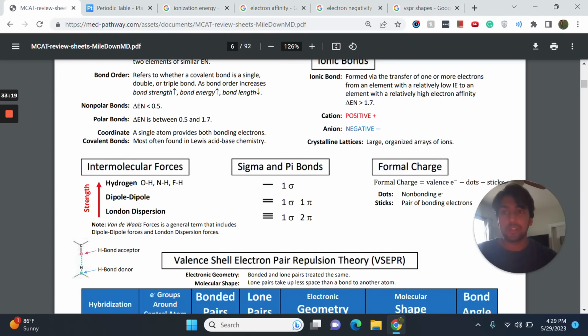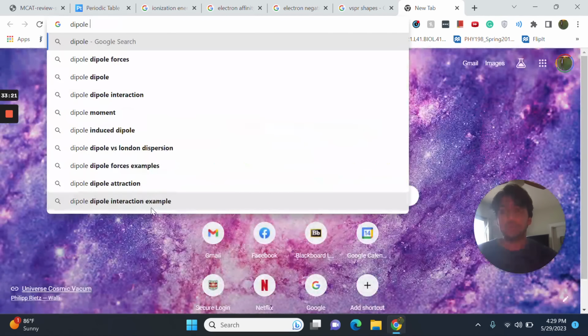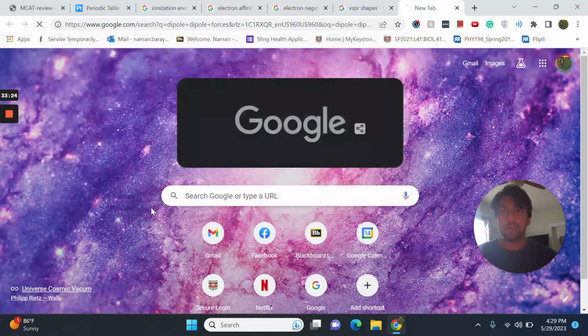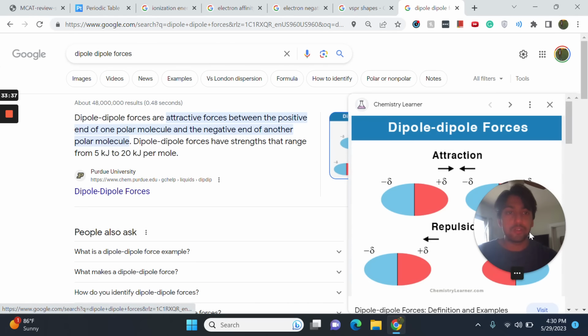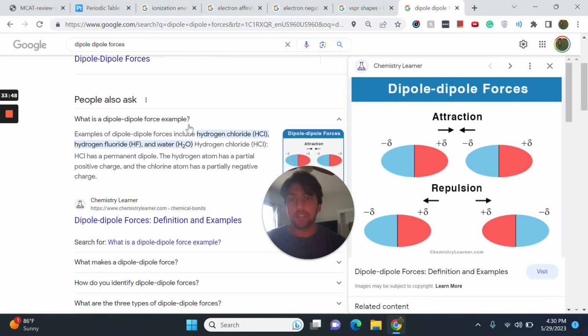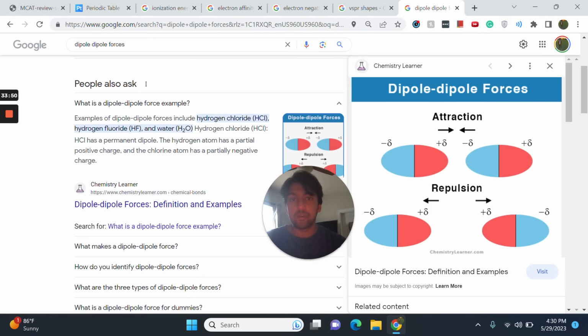Now the next one is dipole-dipole, and dipole-dipole forces are basically a little bit stronger, and that's when you have two polar molecules, right? Remember, polar is when it's between 0.5 and 1.7. And so the polar molecules can create attractions or repulsions. The attraction is going to be between the positive and negative components of one and the other. The repulsions are going to be between positives or between negatives, right? So if you want to look at dipole-dipole, examples are hydrogen chloride, hydrogen fluoride, and water, right?